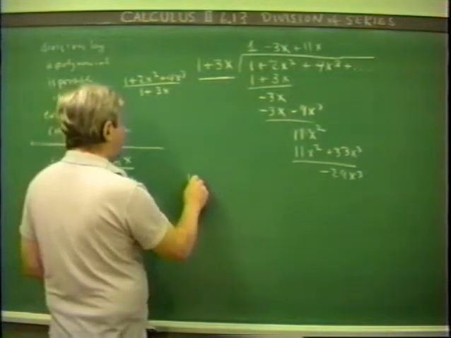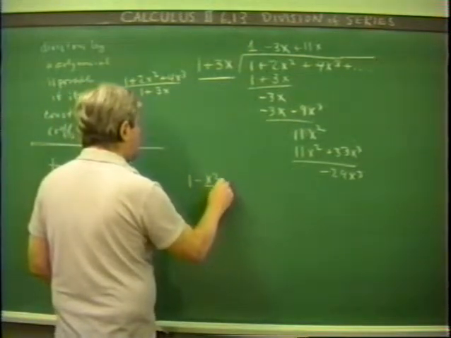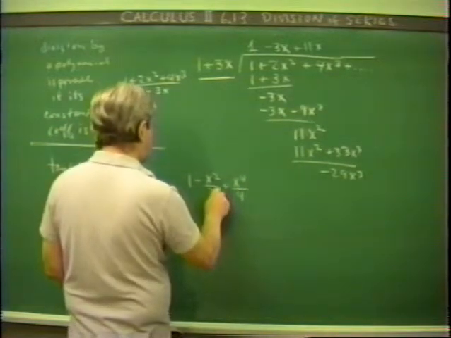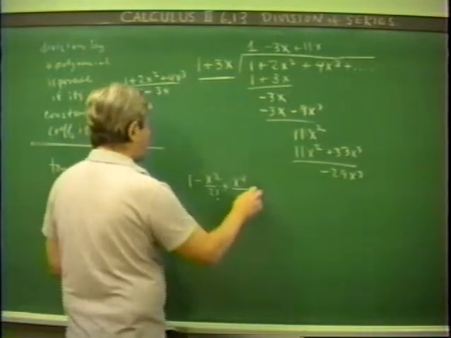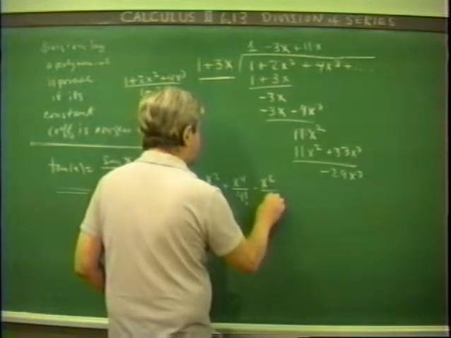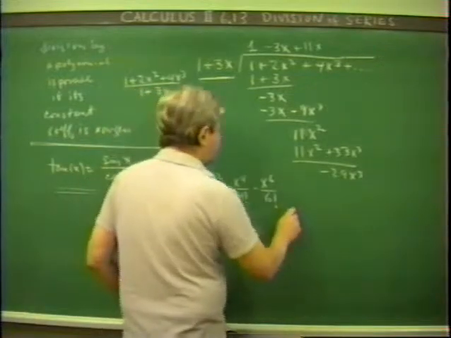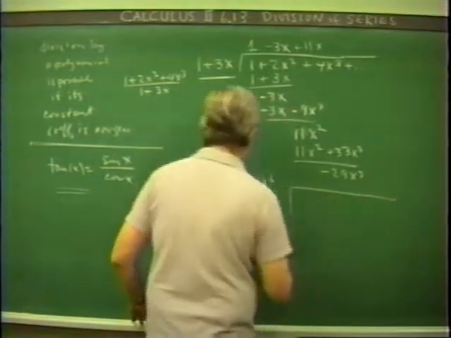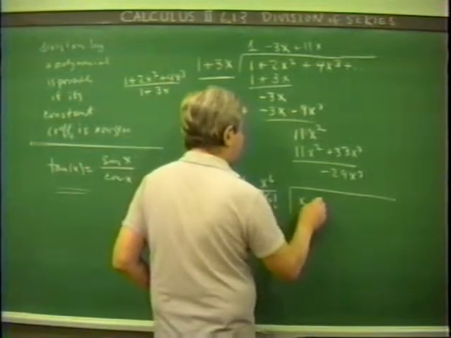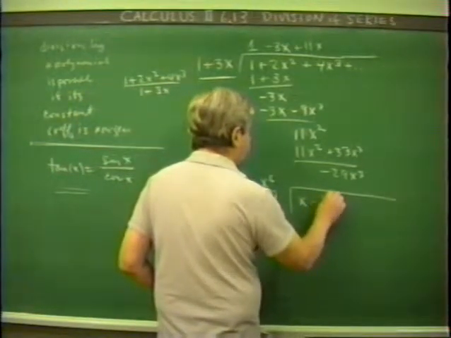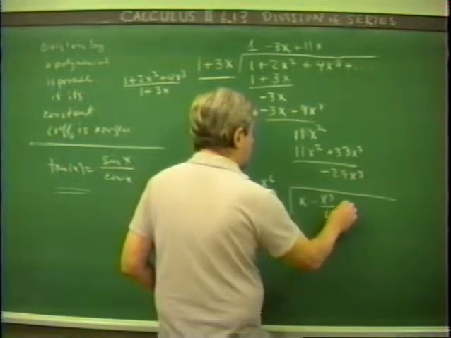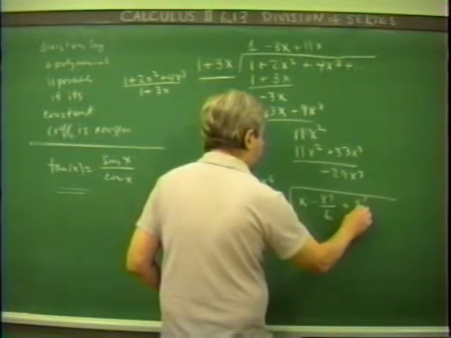Take the power series for the cosine, which is 1 minus x squared over 2 factorial, plus x to the 4th over 4 factorial, minus x to the 6th over 6 factorial. Right? And let's try dividing that into the power series for the sine, which is x minus x cubed over 3 factorial.